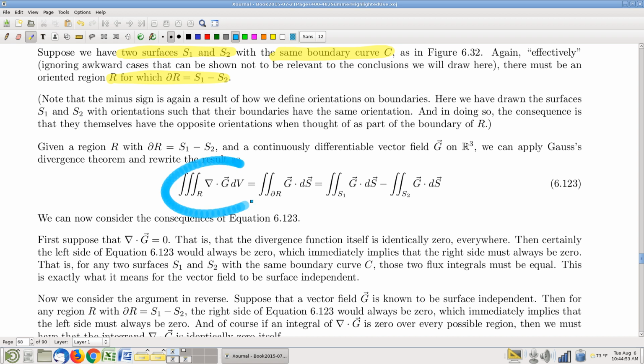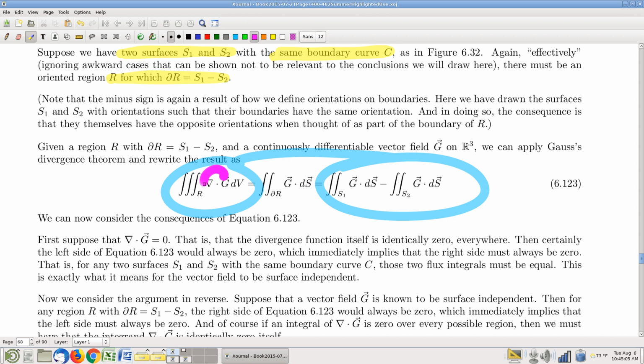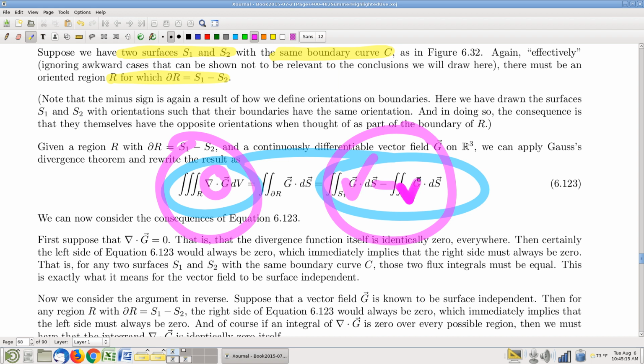We look at this resulting equation here, and we can play that same game. Look at how the layout, doesn't it look familiar? It's morally the same argument. If the divergence is 0, that means this integral is 0. That means this right-hand side is 0. That means the difference is 0. That means that these two integrals are the same. Divergence equals 0 gives you surface independence, just like when the curl was 0, you got path independence. Totally analogous argument.